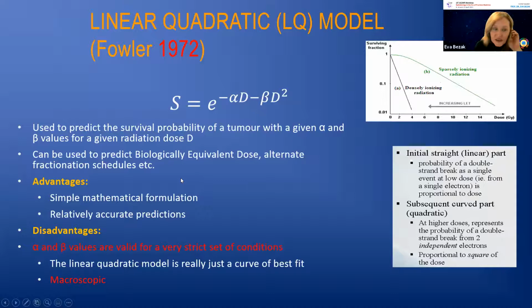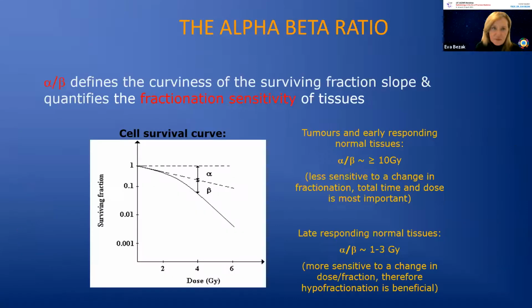It can be used to predict alternate fractionation schedules. It can be used to prescribe doses. The advantages are that it's a simple mathematical formulation. Interestingly, it gives relatively accurate predictions, but the disadvantage is that we often do not know what the alpha beta values are. They are valid for a very strict set of conditions. It is a macroscopic model. It really doesn't tell me anything about what's happening on the cellular level within the DNA.